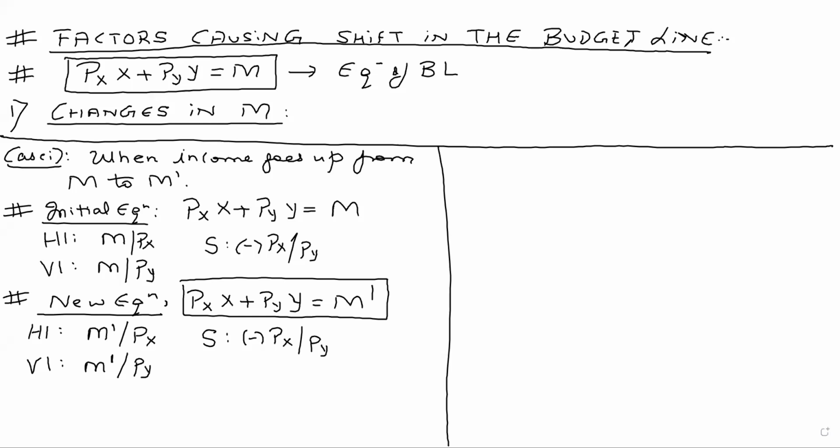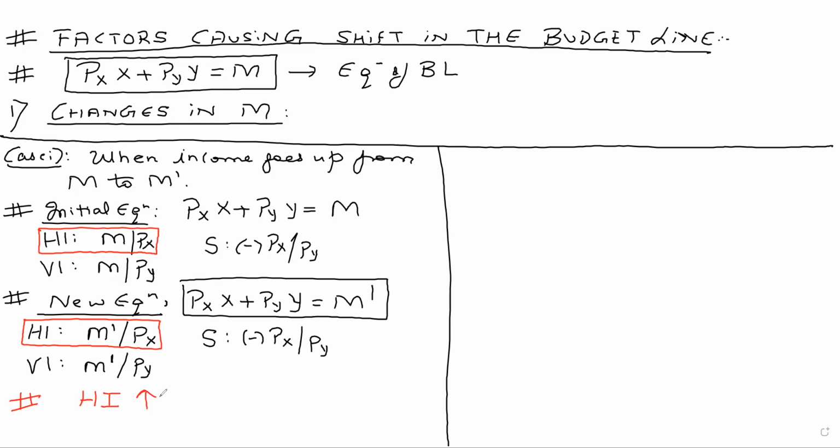So guys, now we can compare the initial and the new equation. What do you observe? You compare the horizontal intercept. Initially, horizontal intercept was M by Px. Now it is M dash by Px. You can see the same denominator, but your numerator has gone up. So what I can say is, if I compare, I can see that my horizontal intercept has gone up.